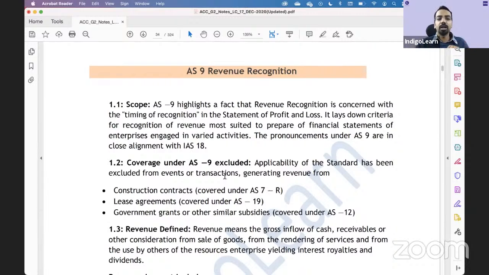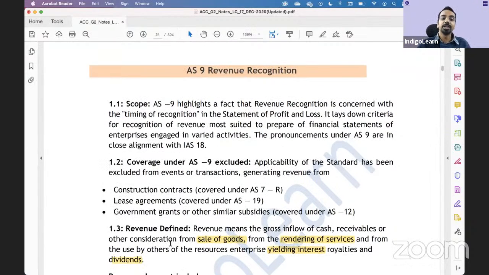Now here also, the underlying principle of revenue recognition is what we must be clear about. What is revenue? Revenue is the inflow of cash, receivables, or other consideration from sale of goods, rendering of services, and from the use by others of the entity's resources yielding interest, royalties, and dividends. So these are all classified as revenue. If you sell goods and get an amount from the customers, that is defined as revenue. If you have provided services and get some money from the customers, those are considered to be revenue.